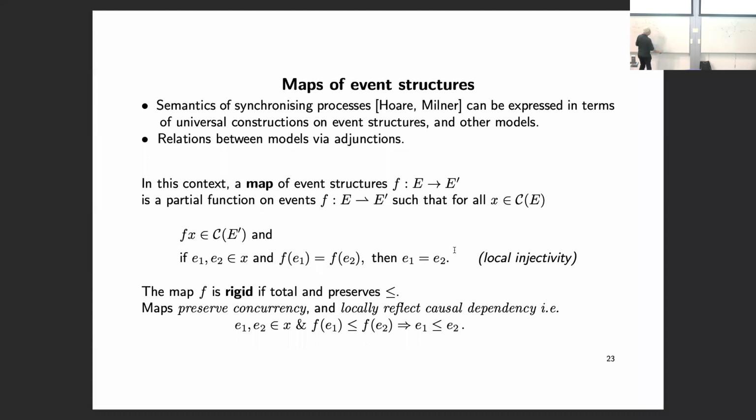And you locally reflect causal dependency, and I'll show you what that means. And you also preserve concurrency. That's another thing that happens, but by virtue of these maps. And I think I'll show you why.